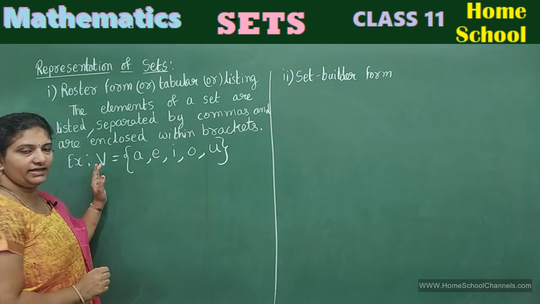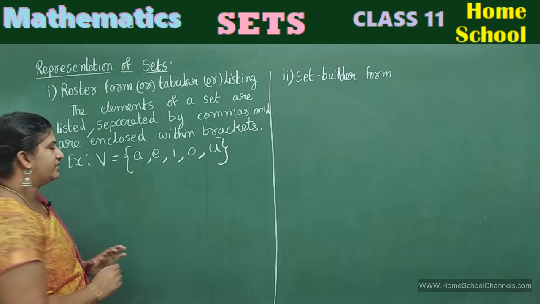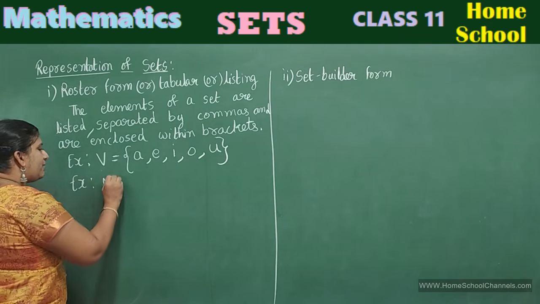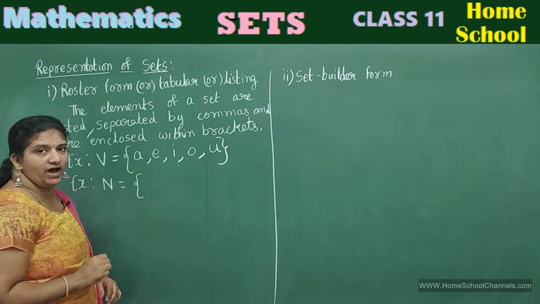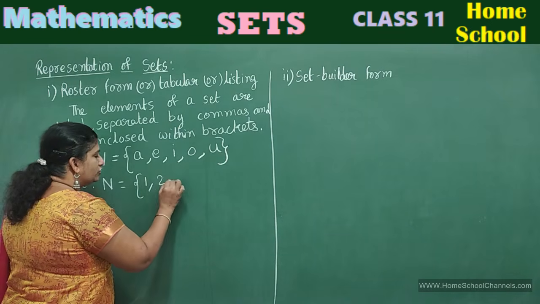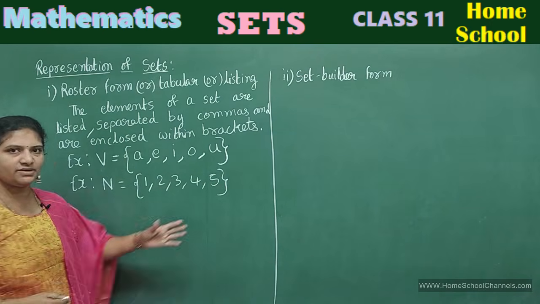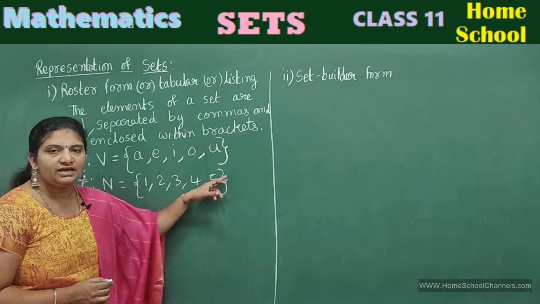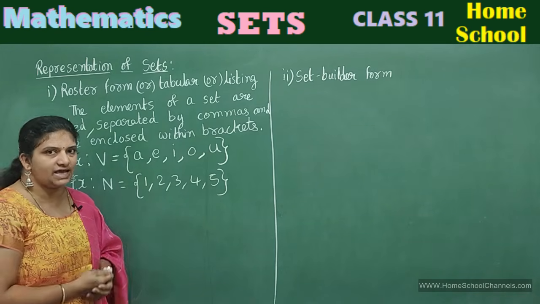Okay, a capital letter, and these are all the elements, represented by small letters. And another example, you take natural numbers less than 5. I take here 1, 2, 3, 4. Close the brackets. List the natural numbers less than 5, separate with commas and enclose within brackets. Like this you can say many examples.